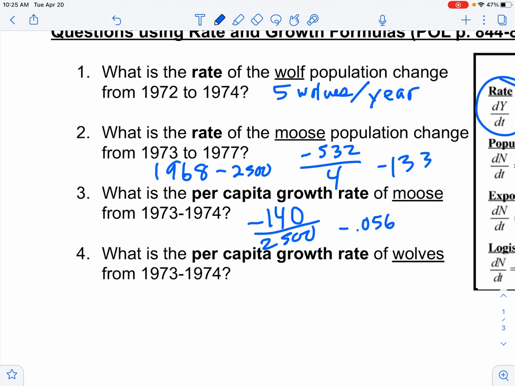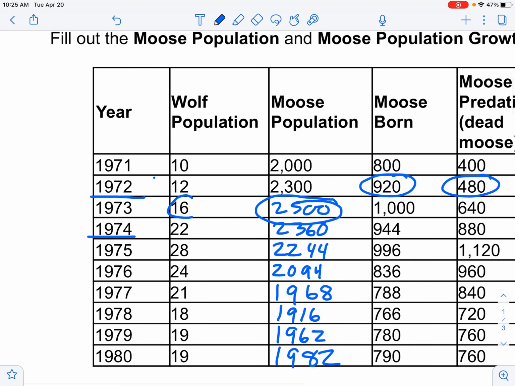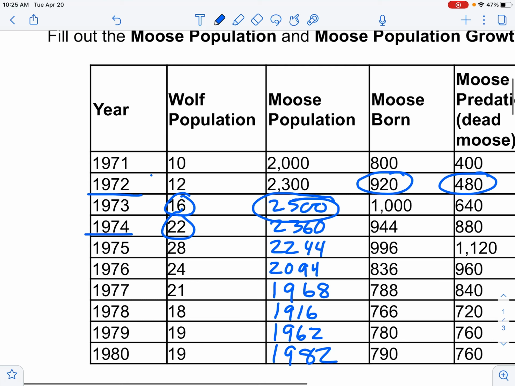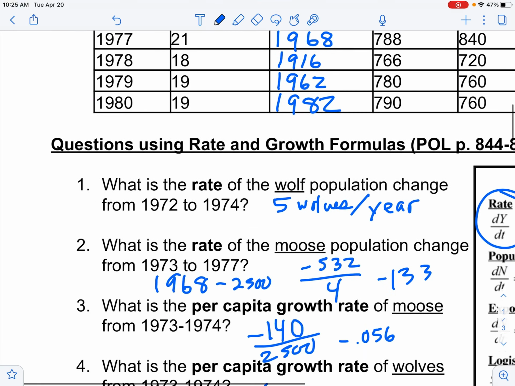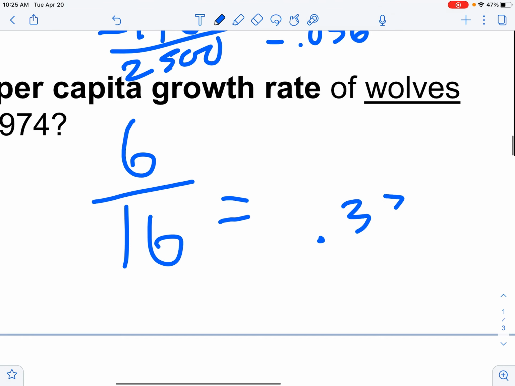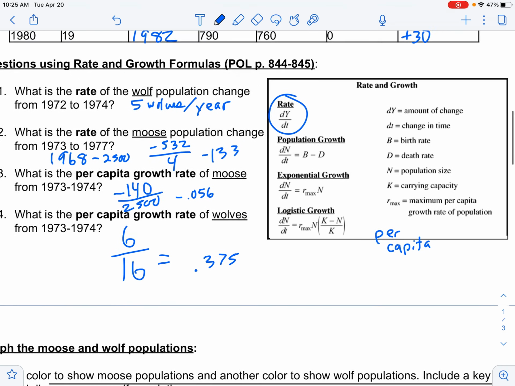What is the per capita growth rate of wolves for that same time period? So went from 16 to 22, so that's an increase of 6. That's my growth rate, and divided by the per capita, per individual, and my starting population was 16, so 6 divided by 16. Positive 0.375 wolves per year is the per capita growth rate for wolves.